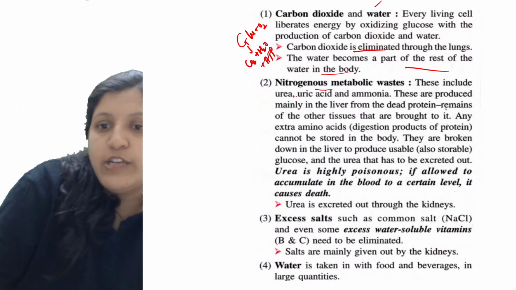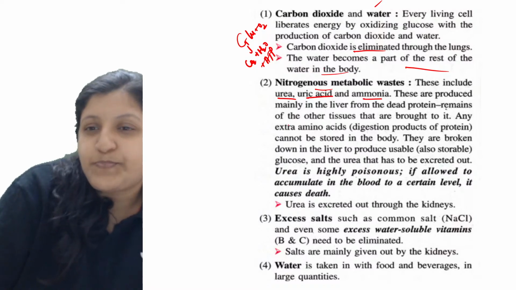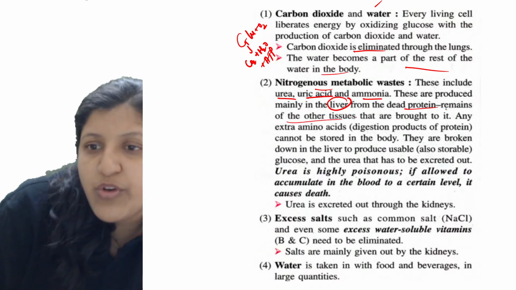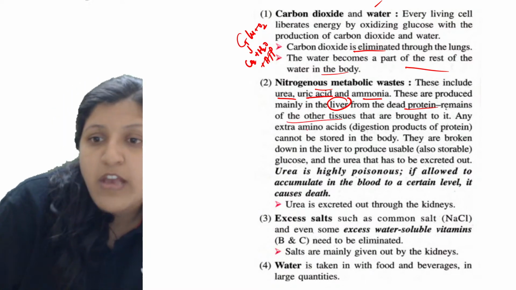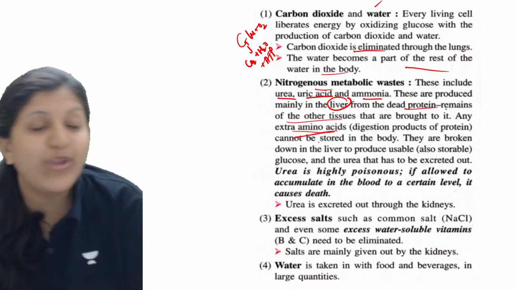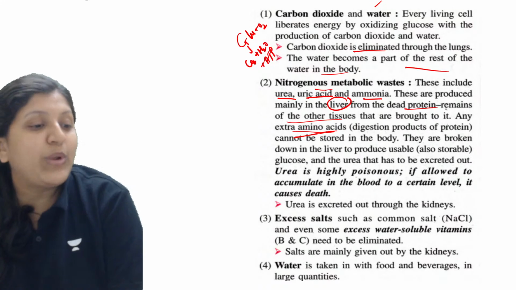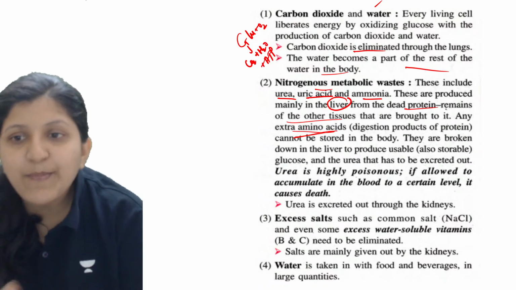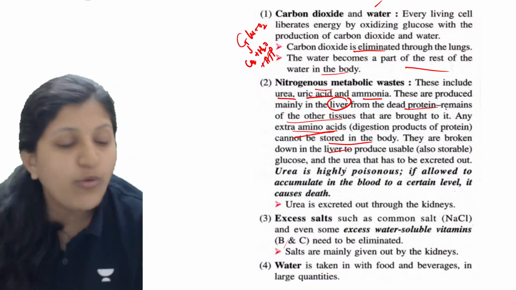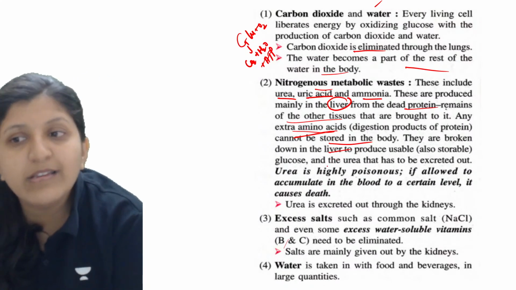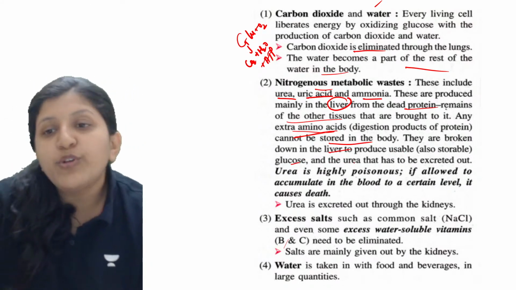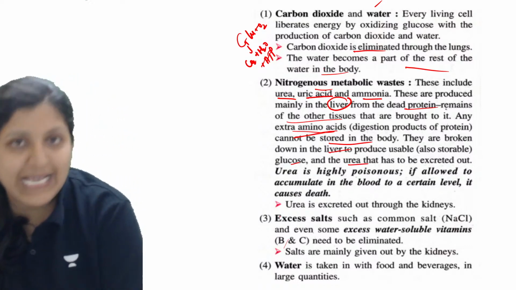These are the nitrogenous metabolic wastes, which are produced in the liver from dead protein remains of other tissues which are brought to it. Any excess amount of amino acid, we cannot store. We don't have a mechanism where protein storage is done. So any excess amount of protein we get rid of, where the breakdown of this excess protein will occur in the liver to produce usable glucose, and the other part of it becomes the urea, which has to be excreted out.